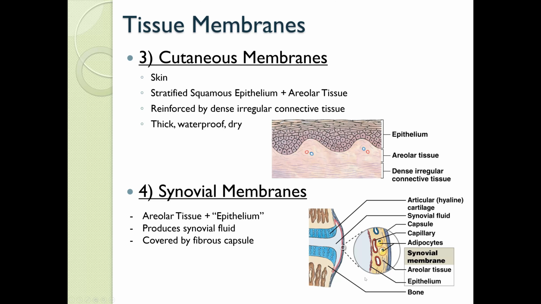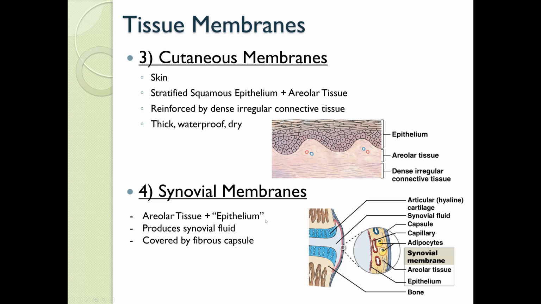It is made up of, and I put epithelium in quotes here because it is a lining of cells, right? And we know that cells that form a lining we call an epithelium. And then underneath it, just like we've seen everywhere else, we have areolar tissue. And so together that makes up the synovial membrane. And then it's also, in this case, covered by a thick fibrous capsule on the very outside.